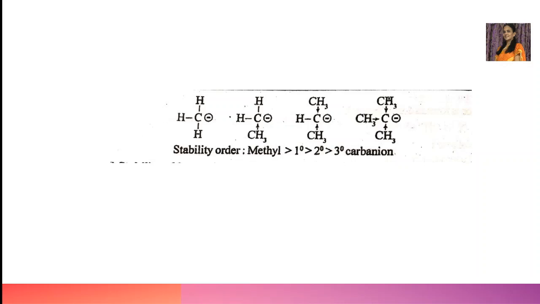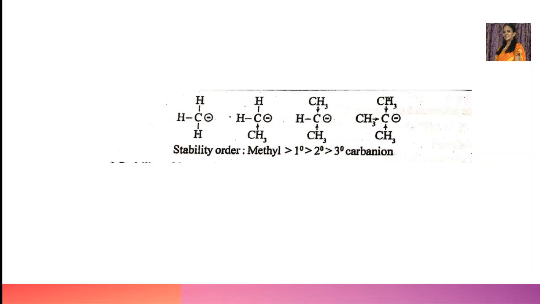Now the stability order of carbanions. The greater the negative charge, the lesser is the stability. So here methyl carbanion is more stable when compared to primary carbanion. This is more stable when compared to secondary carbanion. This is more stable when compared to tertiary carbanion. As the number of methyl groups increases, the electron releasing effect increases, the negative charge on carbon is increased, therefore it is less stable. So here, this is methyl, this is ethyl carbanion, this is isopropyl, and this is tertiary butyl carbanion.